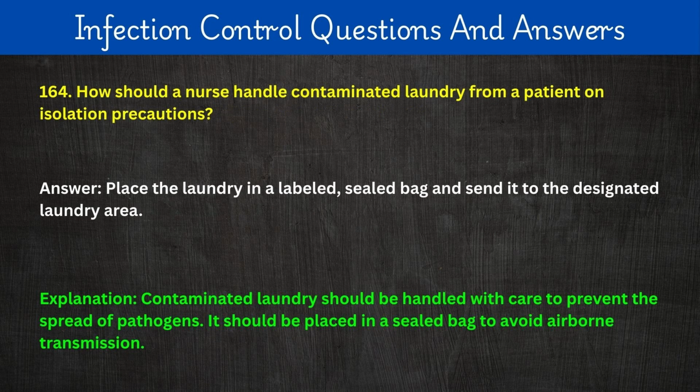164. How should a nurse handle contaminated laundry from a patient on isolation precautions? Answer: place the laundry in a labeled, sealed bag and send it to the designated laundry area. Explanation: Contaminated laundry should be handled with care to prevent the spread of pathogens. It should be placed in a sealed bag to avoid airborne transmission.